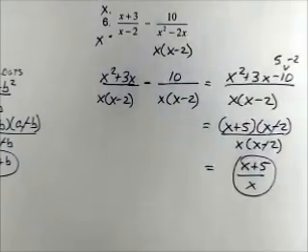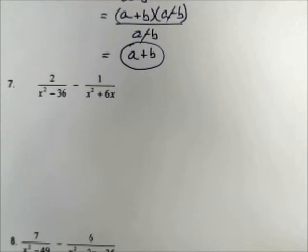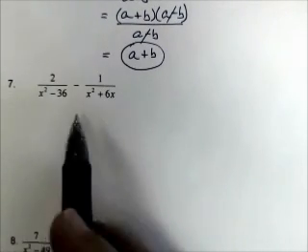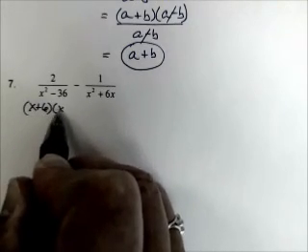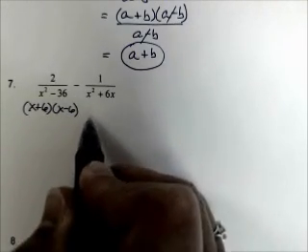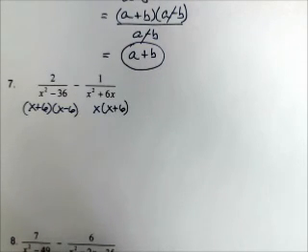Number 7. Again, I'm going to factor the denominator. This is the difference of two perfect squares, x plus 6 times x minus 6. Here, GCF x, other factor x plus 6.